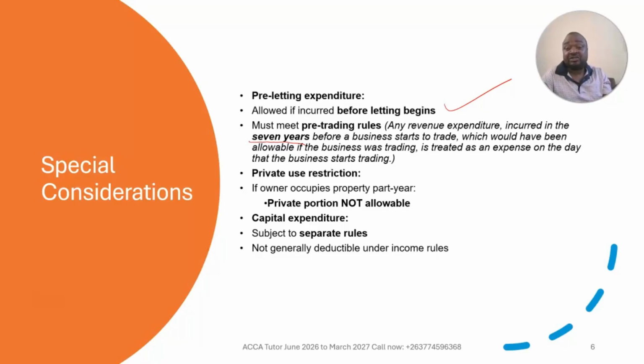What about private use restrictions? If the owner occupies the property part of the year, then the private portion is not going to be allowable. Any expenses that relate to the private portion occupied by the owner are not going to be allowable expenses. What about capital expenditure? This is subject to separate rules, not generally deductible under income rules. So we need to then look at the rules which apply to capital expenditure in a short moment.